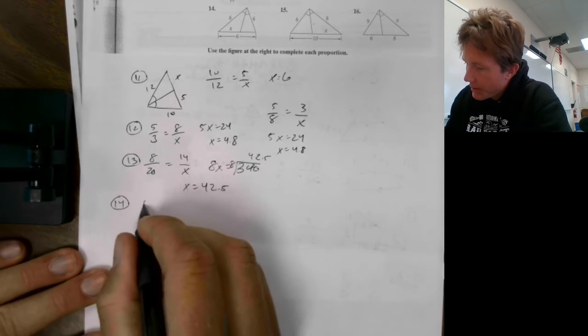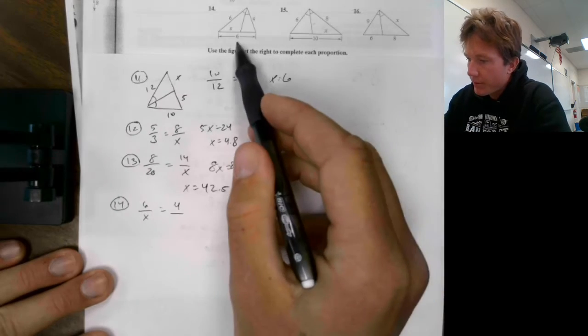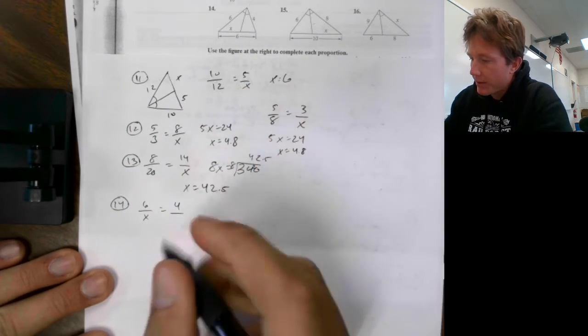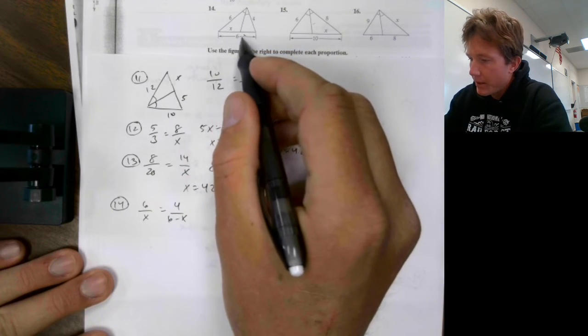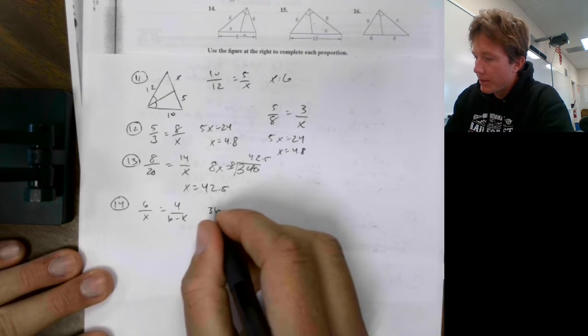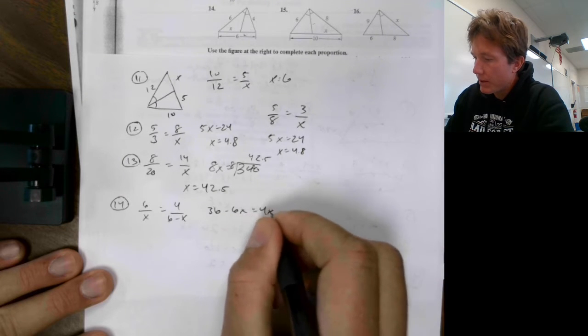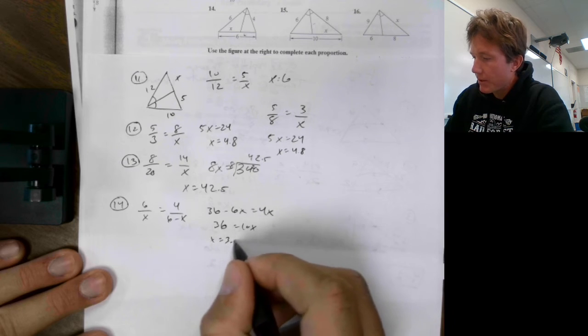So this was 6 over x equals 4 over... Be careful, don't do 4 over 6. That's the entire. You'll have to do 6 minus x because you just want this part here. So if I do 6 minus x, I get the remainder. So that's going to be 36 minus 6x equals 4x. 36 equals 10x. x equals 3.6.